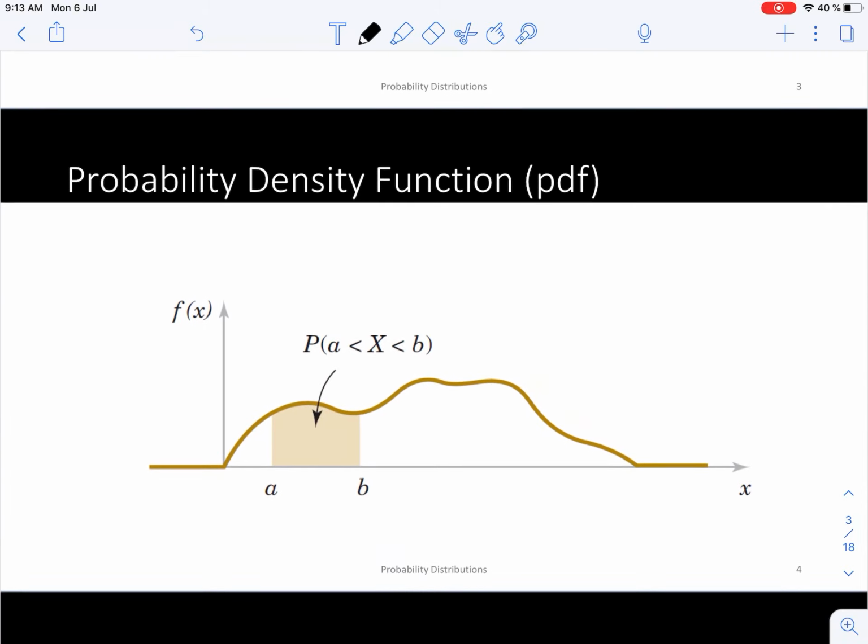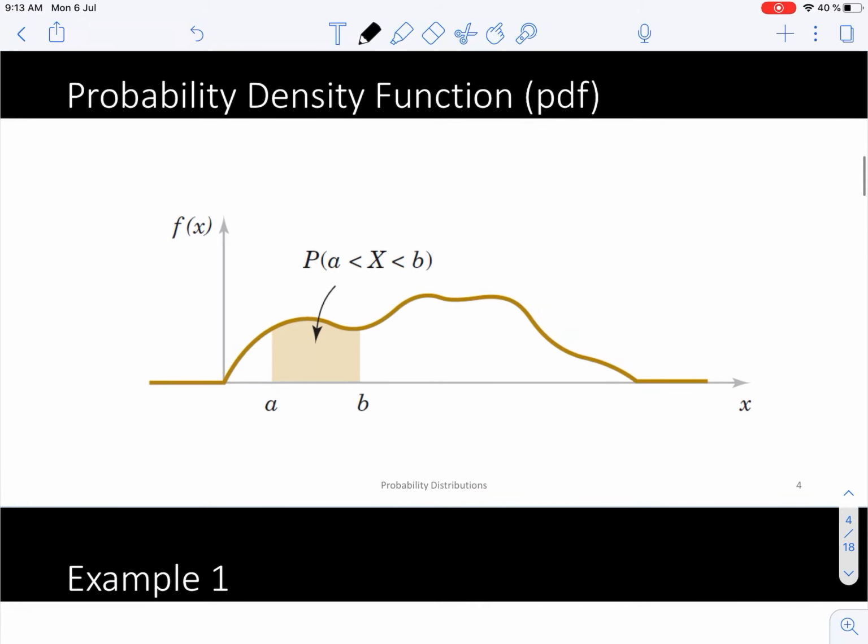Alright, so let's practice. This is how a general PDF function looks, and if you do the integral between 2 points, you get this area. Remember that one of the properties is that if we integrate over the whole area, the result has to be equal to 1.